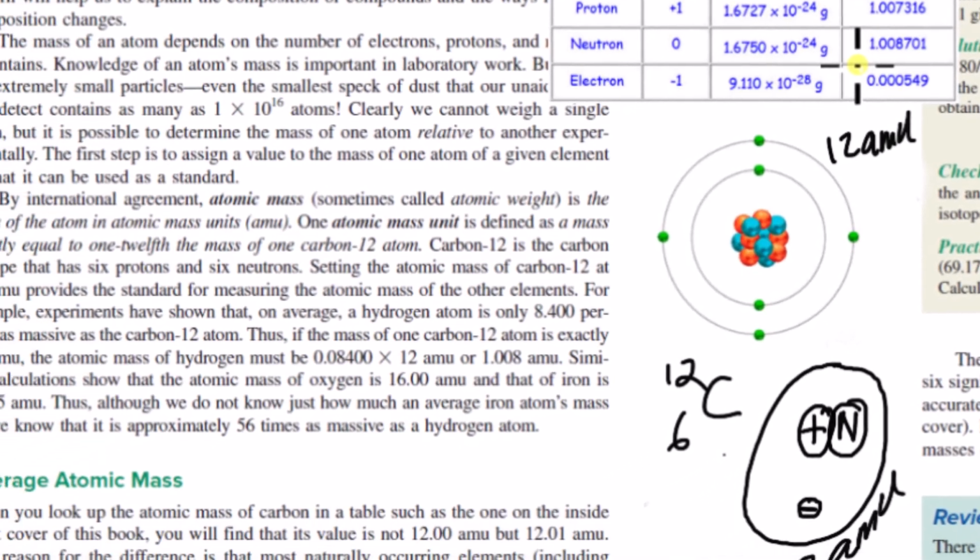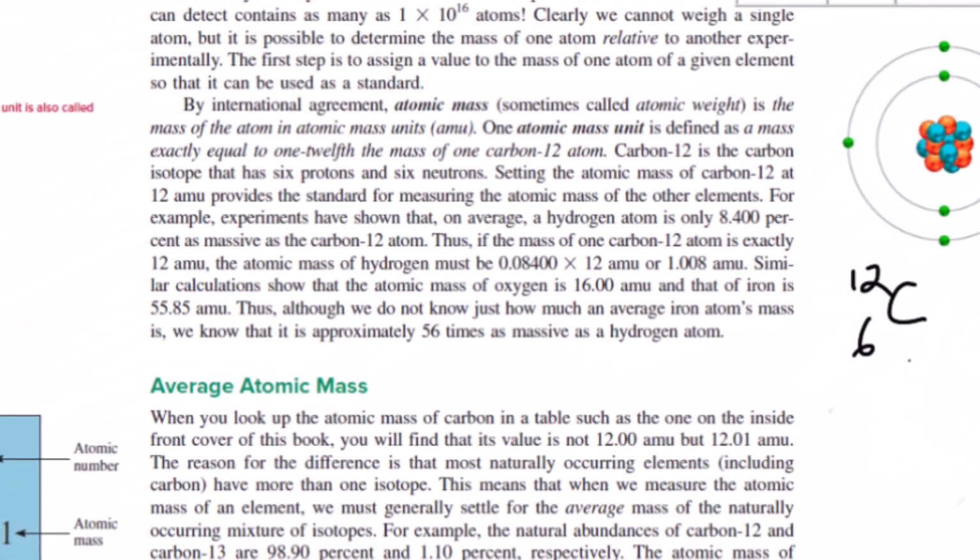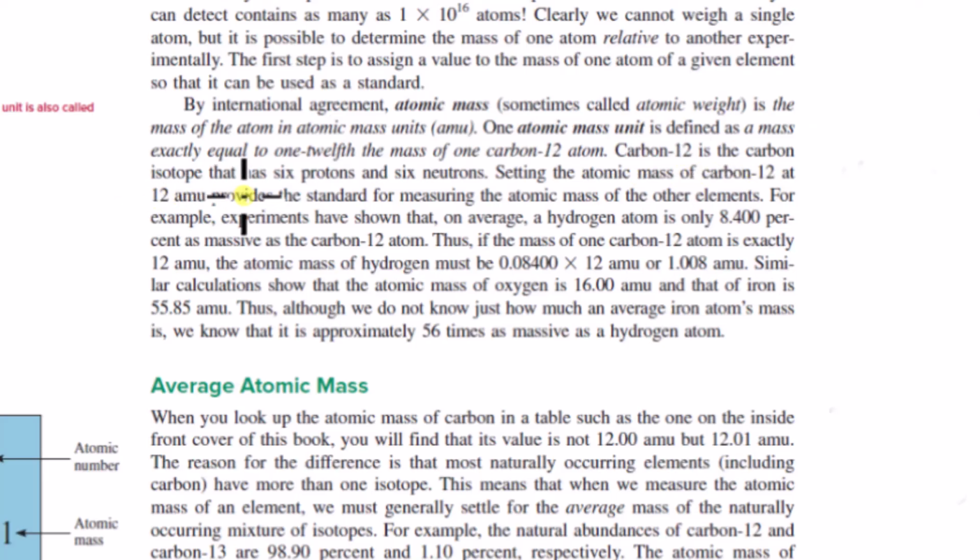Okay. So it says, carbon-12 is the carbon isotope that has 6 protons and 6 neutrons. Setting the atomic mass of carbon-12 at 12 AMU provides the standard for measuring the atomic mass of the other elements. For example, experiments have shown that, on average, a hydrogen atom is only 8.4% as massive as the carbon-12 atom. Thus, if the mass of one carbon-12 atom is exactly 12 AMU, the atomic mass of hydrogen must be 0.084 times 12, or 1.008 AMU.